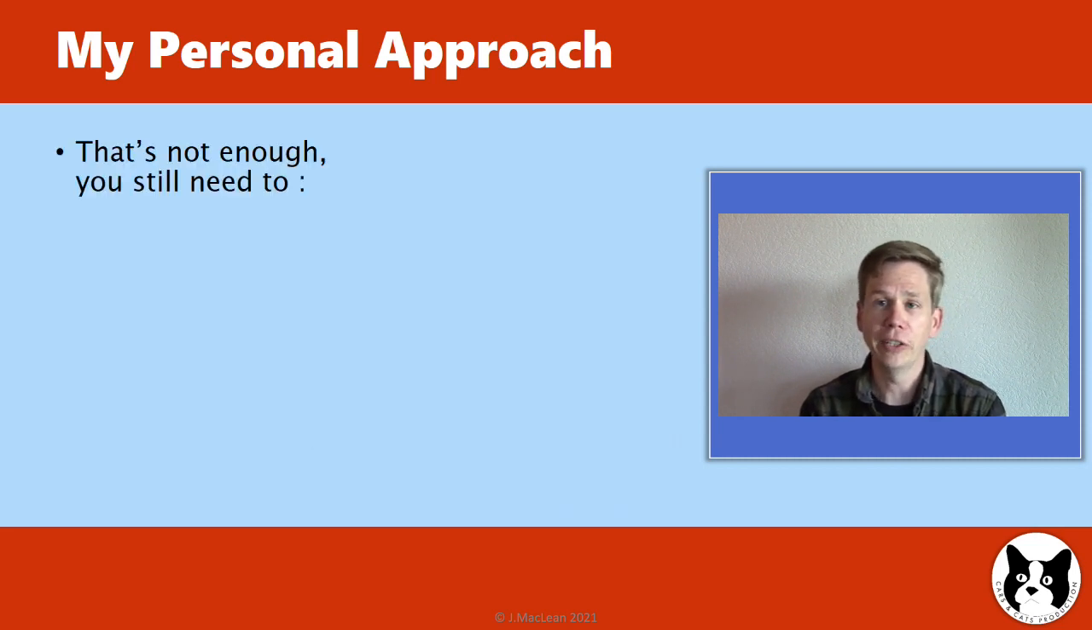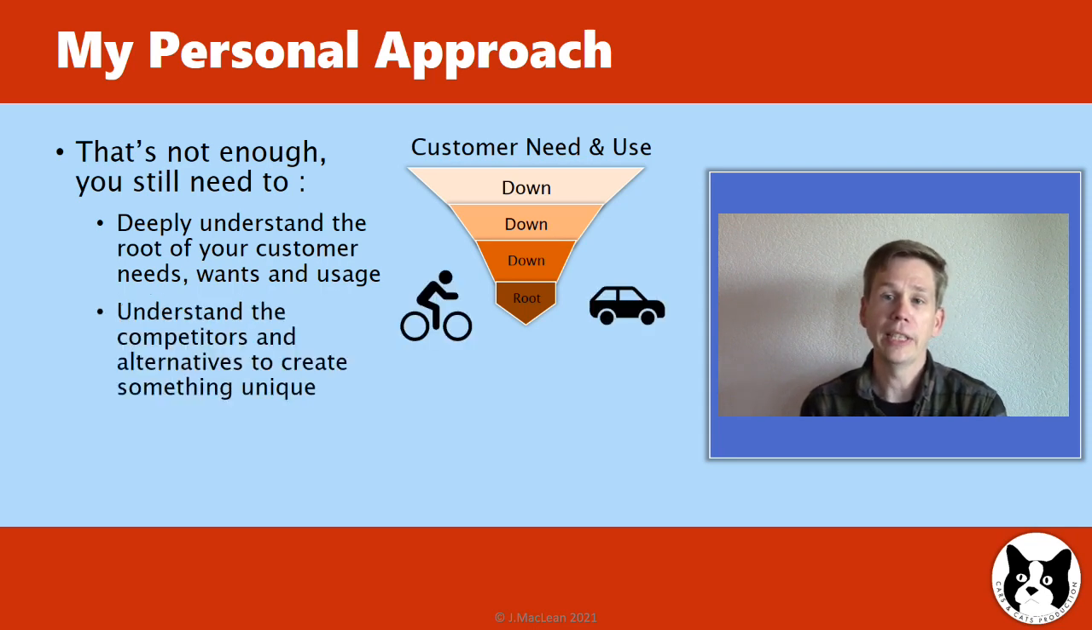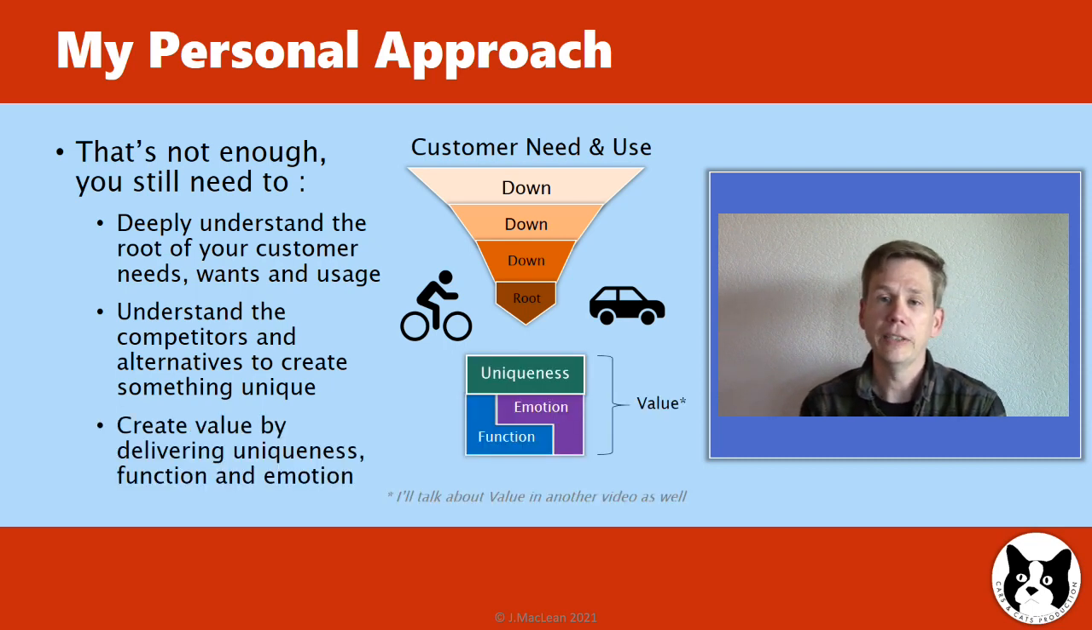So that's not enough. You still need to deeply understand the root of your customer needs, wants, and usage. So you need to start at the top and go down, down, down until you get to that root. You need to understand the competitors and alternatives to creating something unique. So if you're looking at cars, you also want to consider public transport and bicycles and walking and things like that. And you also want to understand how you're going to create value by delivering uniqueness, function, and emotion. And I'll talk about value in another video as well.